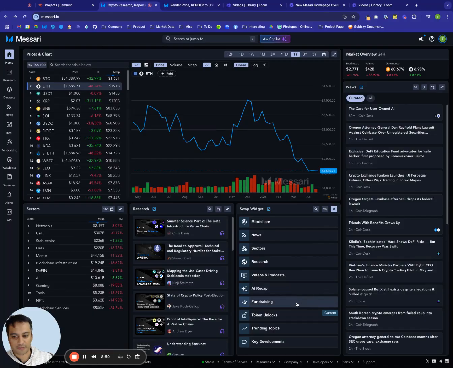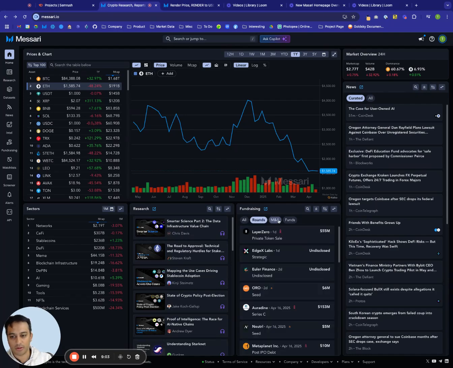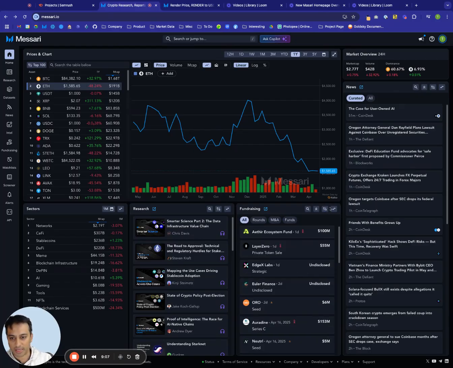You can also look at things like fundraising. So if you're interested in what crypto entities are investing in or what rounds are happening, this is a very easy way to stay in touch with that as well. And you can quickly select into rounds or M&A or funds and just have that right in your main screen.